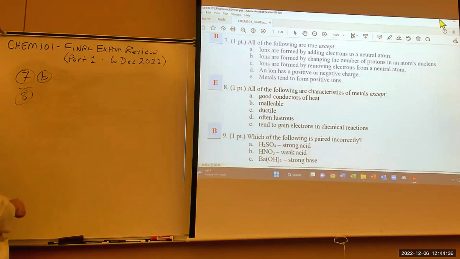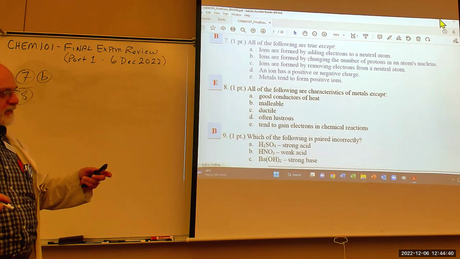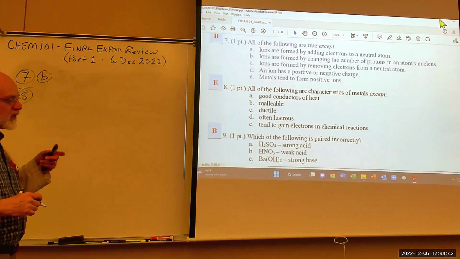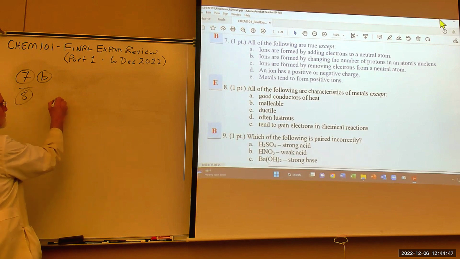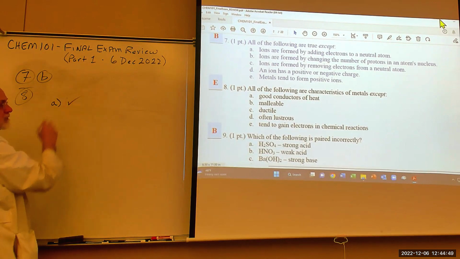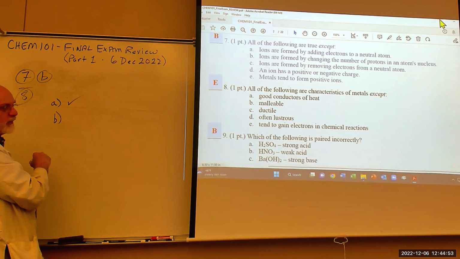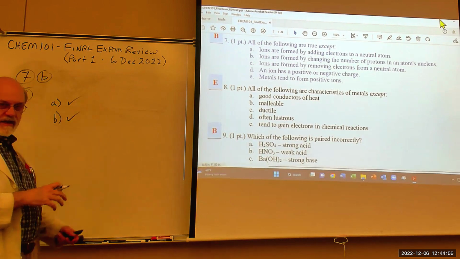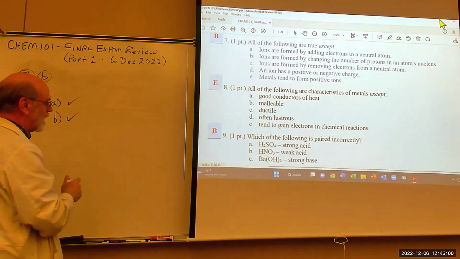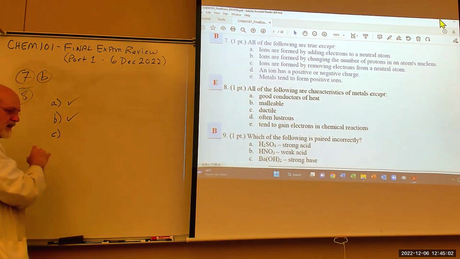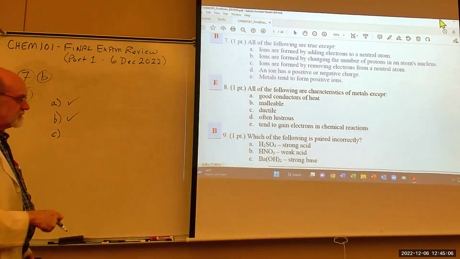How about 8? All of the following are characteristic of metals, except, there's another except. Are metals good conductors of heat? Yep, definitely. Are they malleable? Yep. Pure metals are malleable. That is, they can be squished and formed. Are they ductile? Ductile means, can they be stretched into thin wires? Yes, they can.